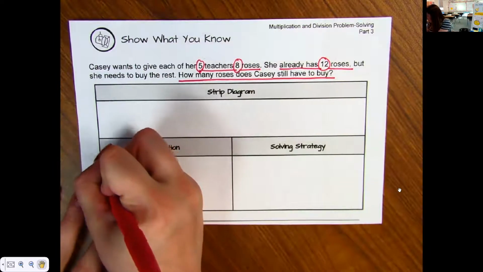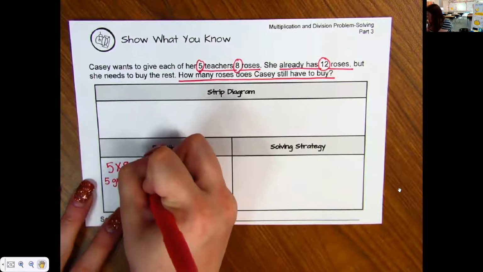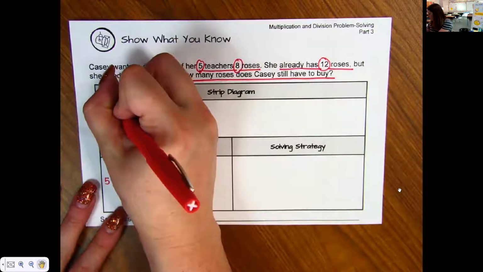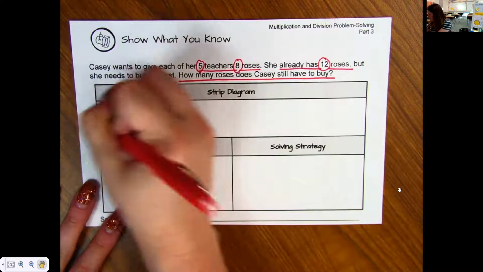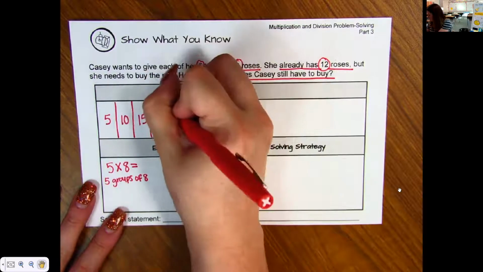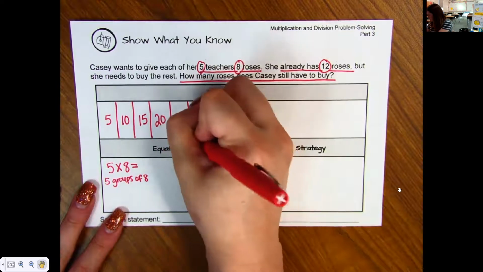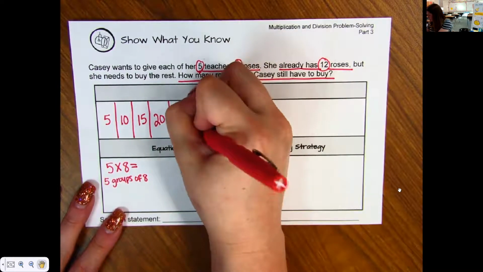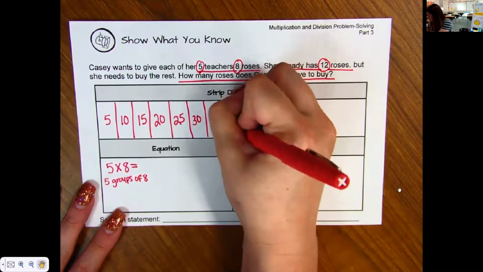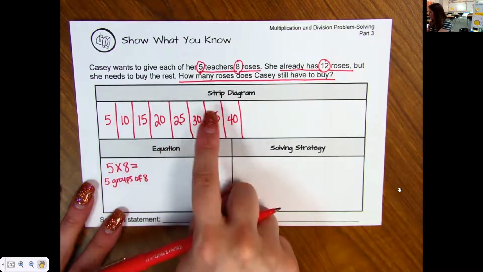So that means I'm going to have 5 groups of 8. Okay. I'm going to have 5 groups of 8. So I'm going to go 5, 10, 15, 20, 25, and I can skip count at this point, 30, 35, 40. So I have 1, 2, 3, 4, 5, 6, 7, 8.